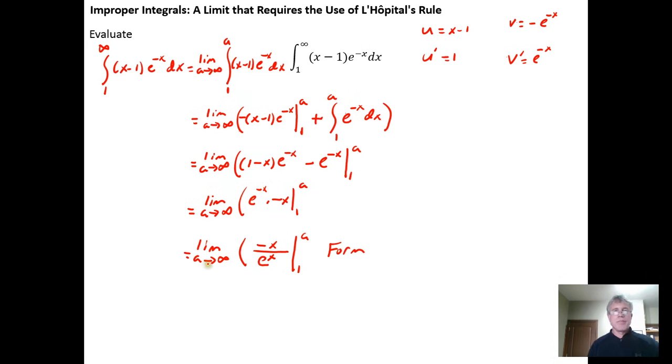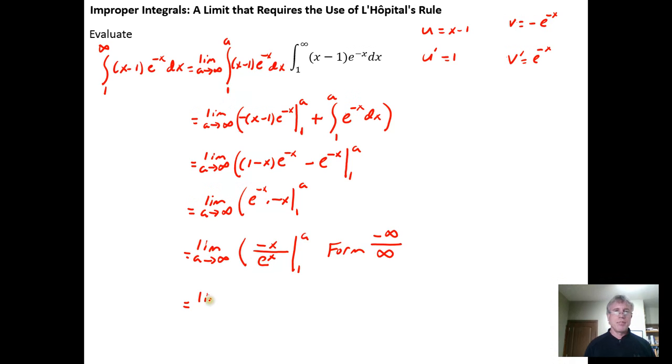So the form of this, as a goes to infinity, e to the x goes to infinity, and as a goes to infinity, the opposite of x goes to the opposite of infinity. So right now I have the form that looks like this, the opposite of infinity over infinity, which is an indeterminate form to which L'Hopital's rule can be applied. So L'Hopital's rule says that this limit is the same as the limit applied to the derivative of the numerator over the derivative of the denominator.